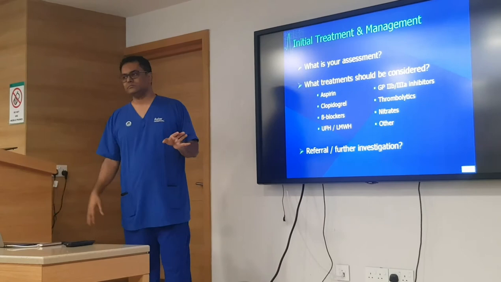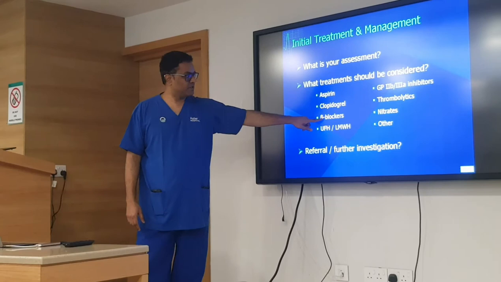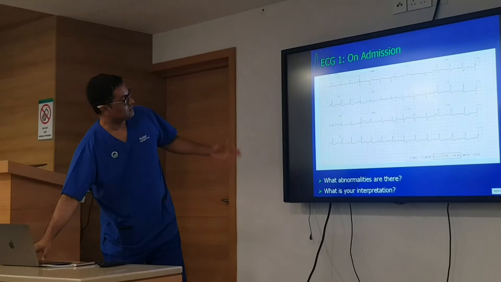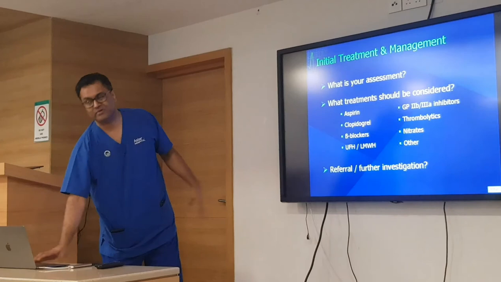Anything else? Beta blockers? Remember, this patient is an asthmatic. Asthma, so better not. His heart rate is okay, not that fast. What is the heart rate? It's okay, 78. So it's not that high, so you don't have to give beta blockers.